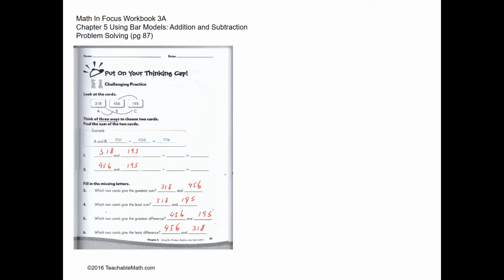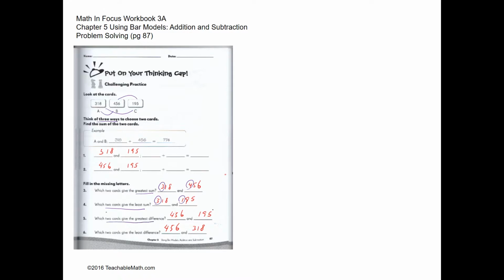For the next few questions, which 2 cards give the greatest sum? So we have to find cards that have the greatest digit for the hundredths place. Which 2 cards give the least sum? So find digits with the least digit in the hundredths place.